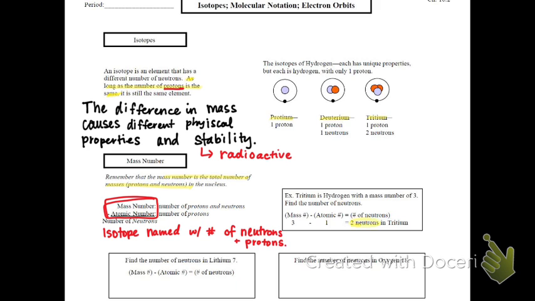So let's do the same thing if we have lithium 7. So that 7 is telling you our mass. What is the atomic number for lithium? 3. So lithium 7 has 7 minus 3, 4 neutrons in it. Okay?